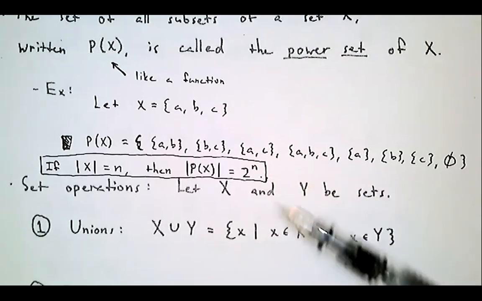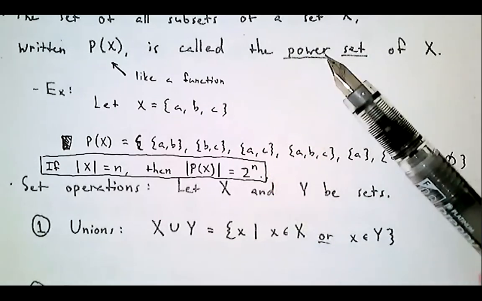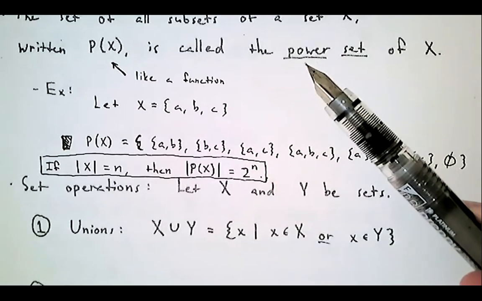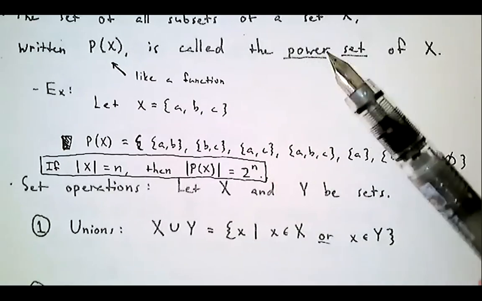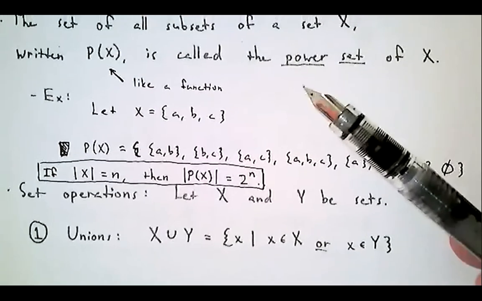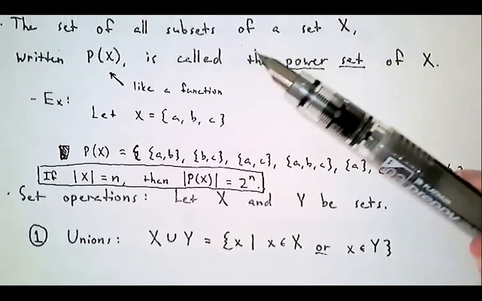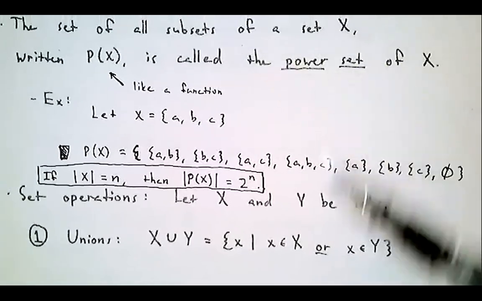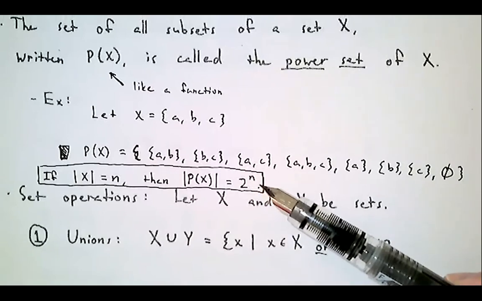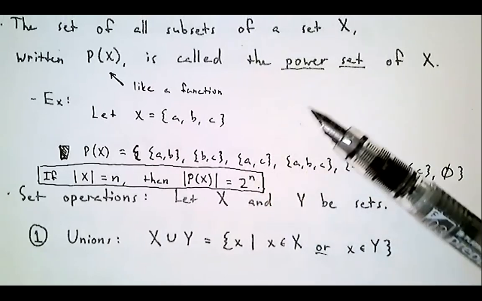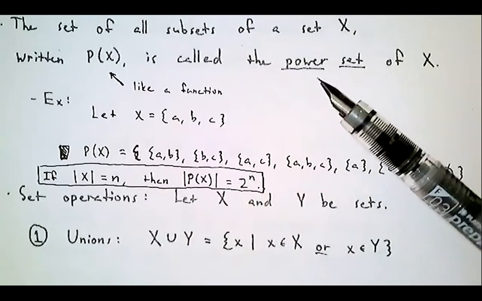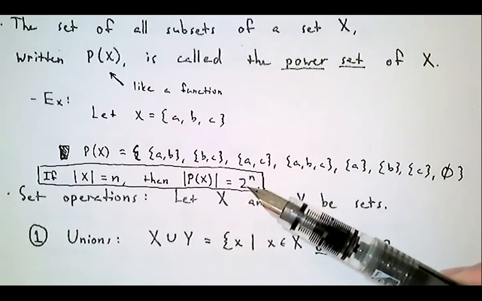And this also points to the reason why this is called a power set. So you probably wondered, why would you ever call a set of subsets a power set? And this relationship is why. It's because the number of subsets is an exponent. It's 2 to a power.